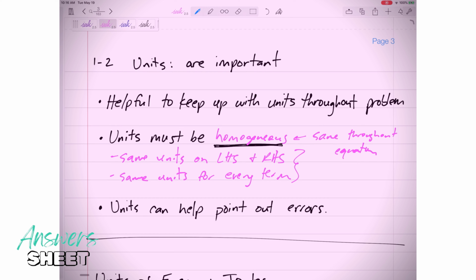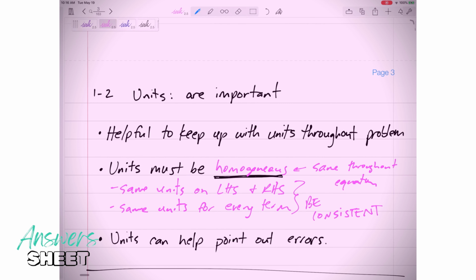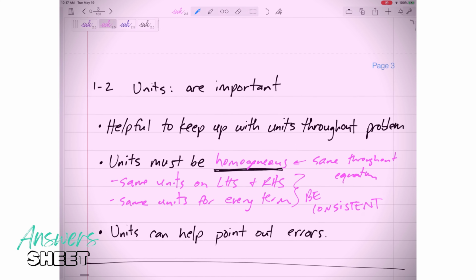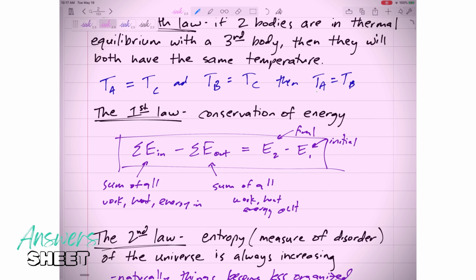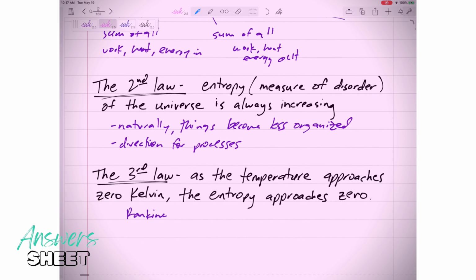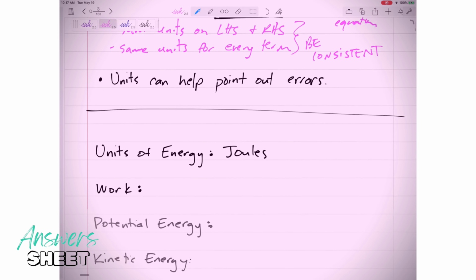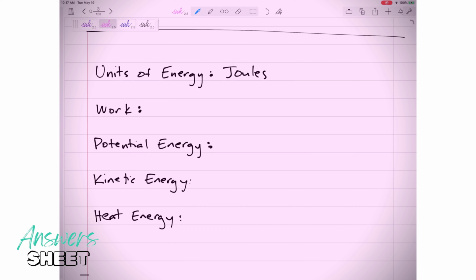All right, just be consistent. Units can help point out errors, in this class more than others. Units might be a little bit harder in this class, thermodynamics, and they are important and tricky sometimes. Like I said, we're going to be looking at lots of different types of energy coming in, lots of different types of energy going out. If we're summing up this energy plus this energy plus this energy, it's got to have the same units. The units for energy are joules.